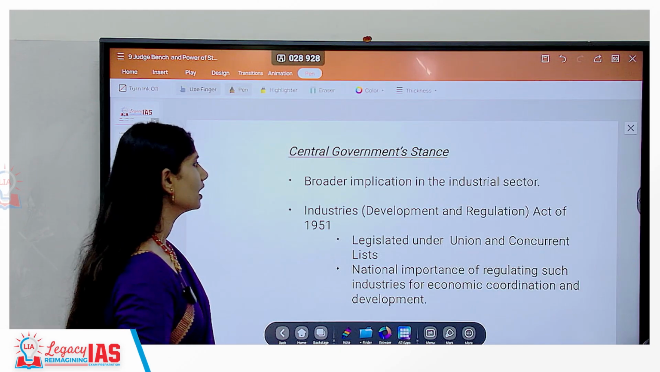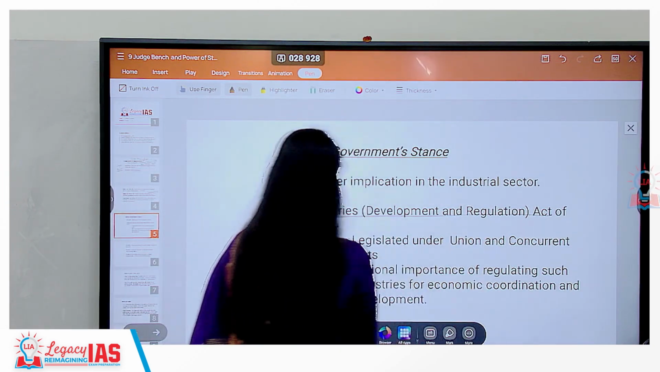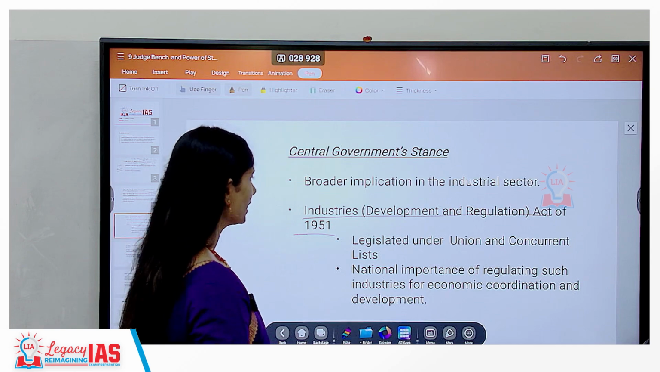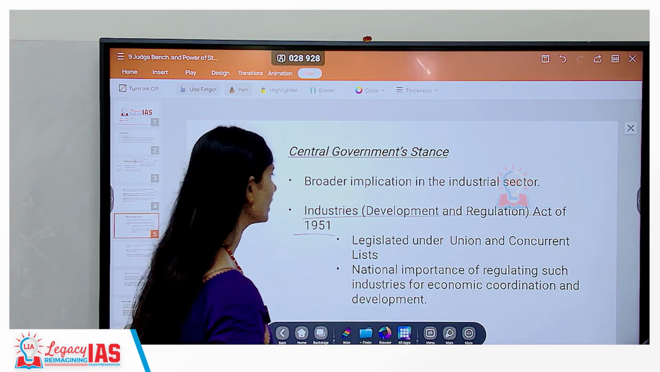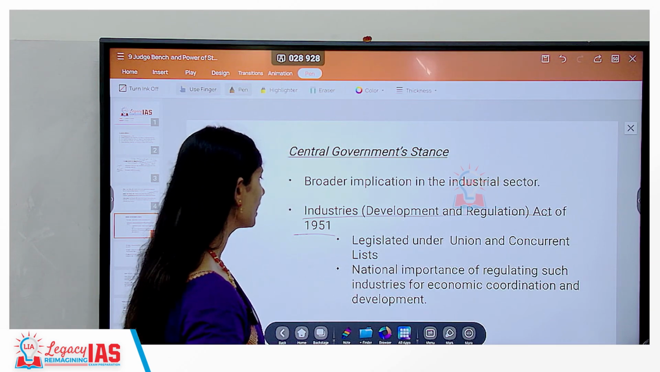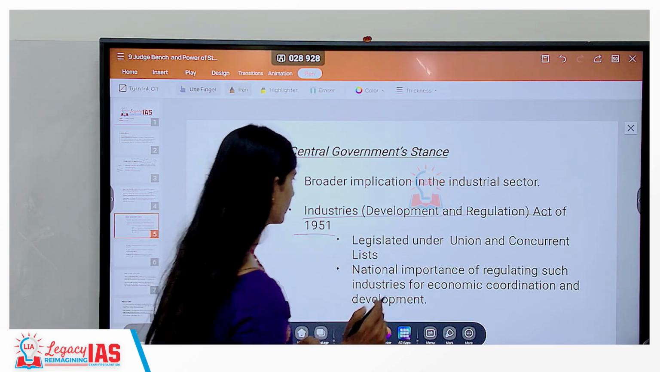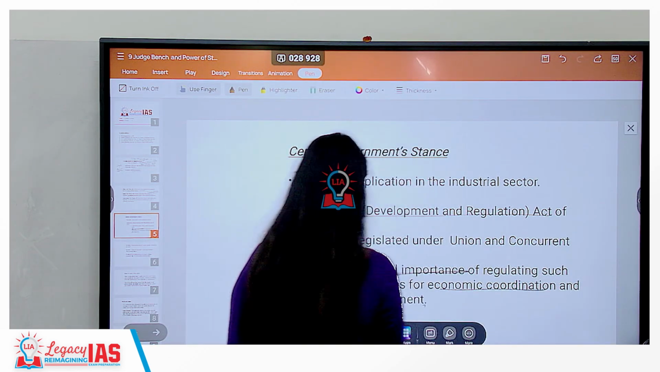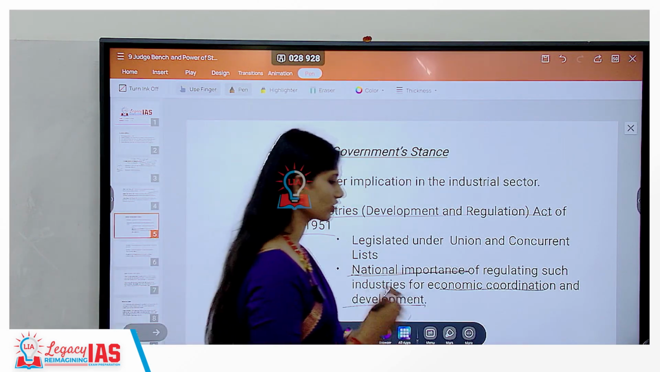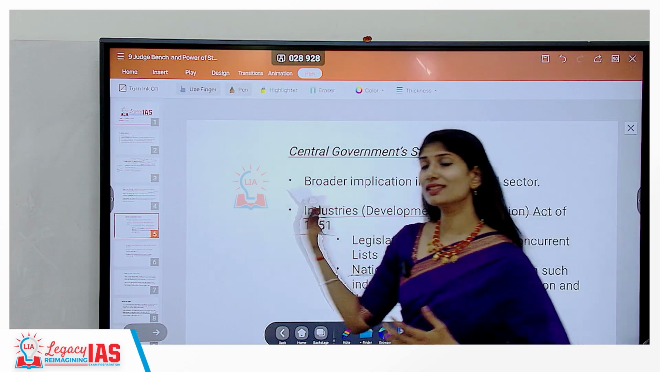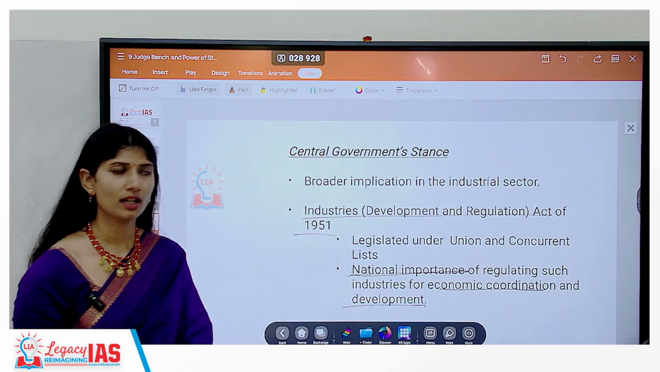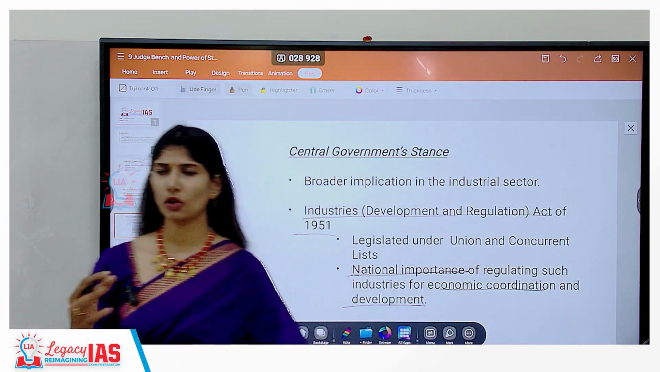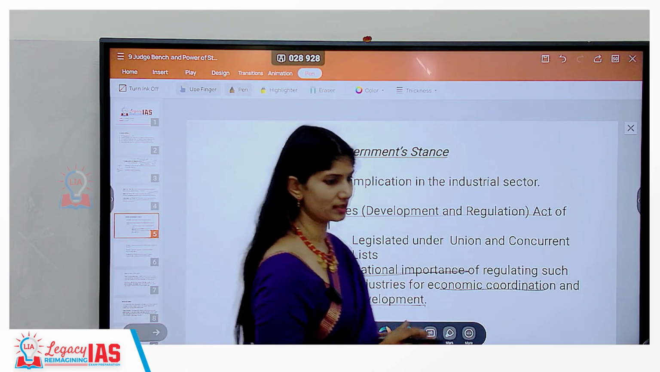So what happened was, according to the Industries Act of 1951, where the center has a larger claim, the topics under this will be legislated by the union, and your concurrent list. But look at this, more important, national importance, for economic coordination and development. When something is stated to be of national importance, it is something the center should be legislating and not the states. Again, it will lead to uniformity, and the center has to have proper order in respect of all of the states.